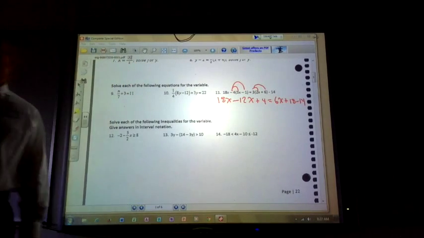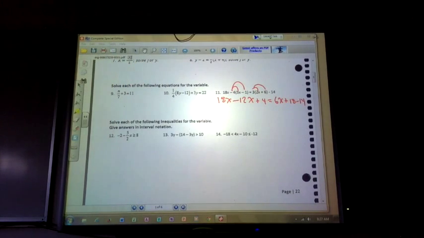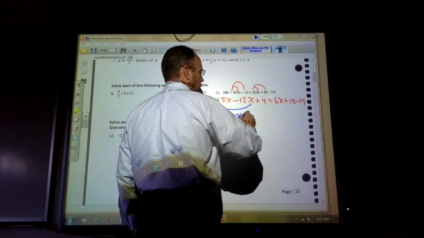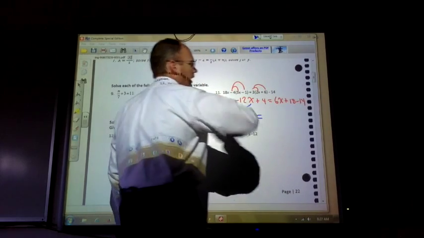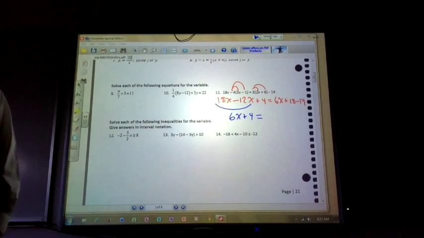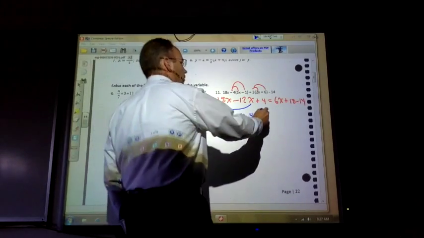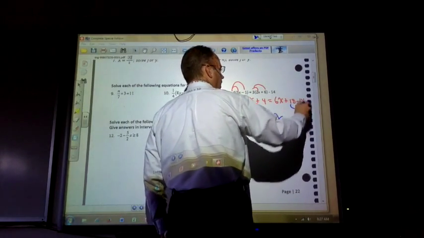Okay, combining some like terms, what do we got? What are like terms on the left side? 18x and 12x. So 18x minus 12x is how much? 6x. I like it. And then the plus 4 stays as is. What are the like terms on the right side? 18 and 14. So 6x stays alone. What does that give me?